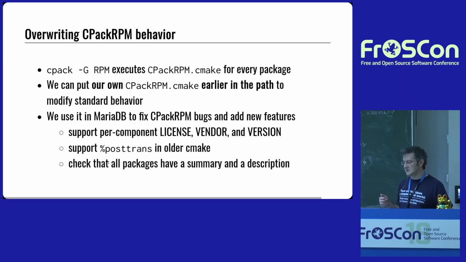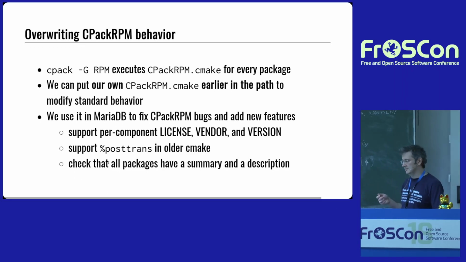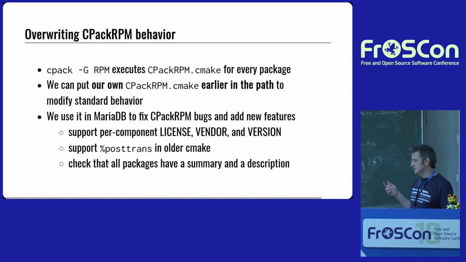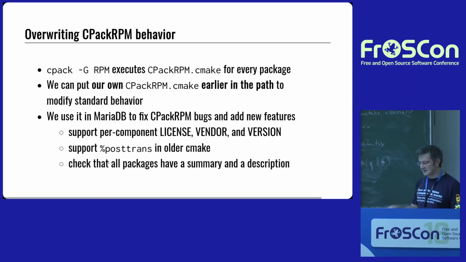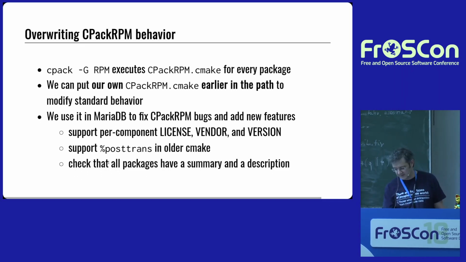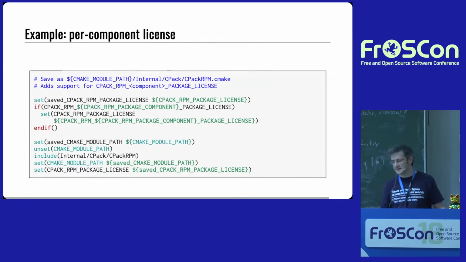And post-trans, I have shown that CPack RPM supports that, which is true, but it supports that only for the last maybe 2-3 years. And we have old CMake on all Linux distributions. So we also add post-trans support for old CMake, and have some other checks from this file. This is how one can implement per component license by overriding CPackRPM.